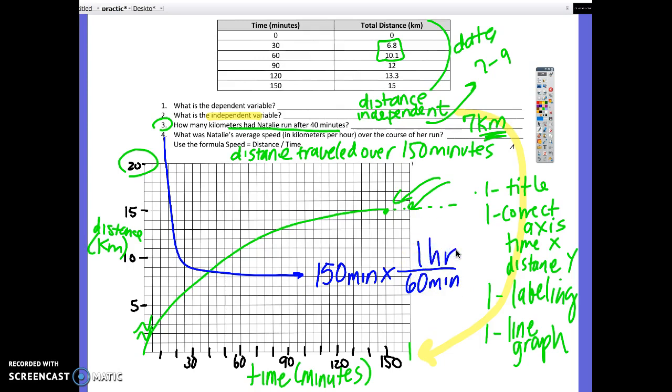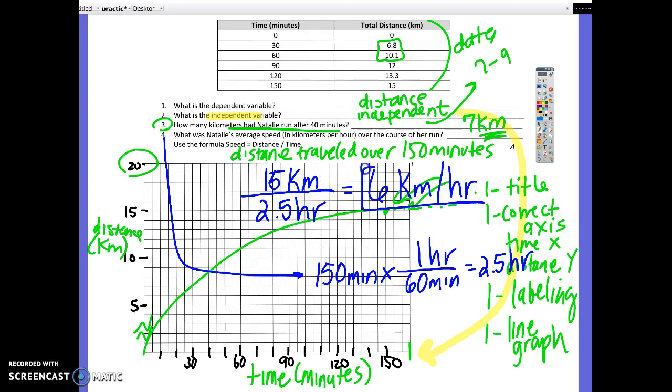But basically, if you divide your minutes by 60, you would get how many hours there were, which I believe comes out to 2.5. Sorry, this is really getting a little sloppy here. So her time was 2.5 hours. Her distance was 15 kilometers. So she would go 15 kilometers over 2.5 hours. And if you divide that out, you would get a speed of 6 kilometers per hour.